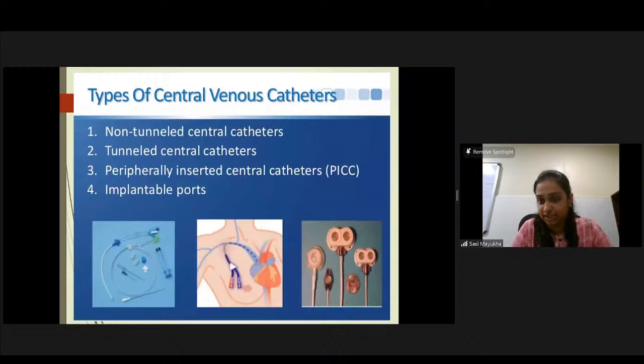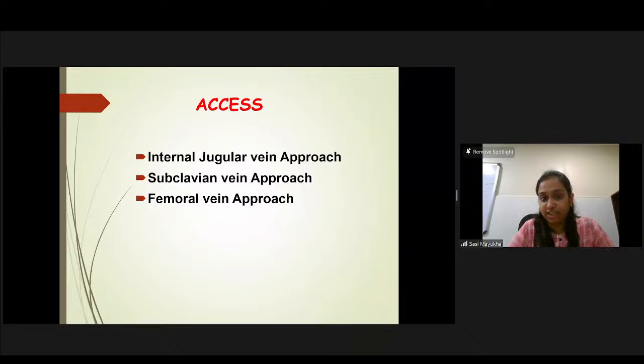What are the three access sites which are available? It is the internal jugular vein, the subclavian vein, or the femoral vein. So how do we decide, if a patient comes, whether to use the internal jugular, the subclavian, or the femoral vein? All of these have pros and cons, a lot of advantages and disadvantages. So depending upon each patient, we have to decide whether we go for an IJV cannulation or for a femoral cannulation.